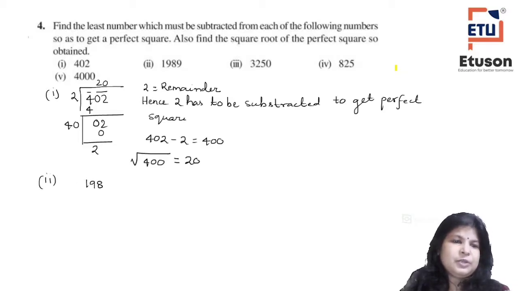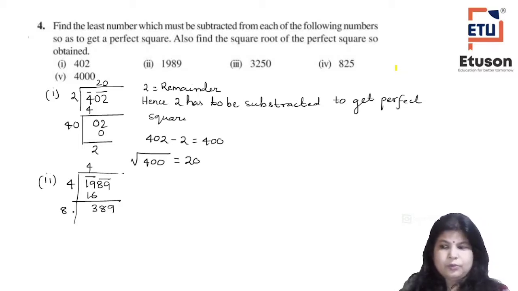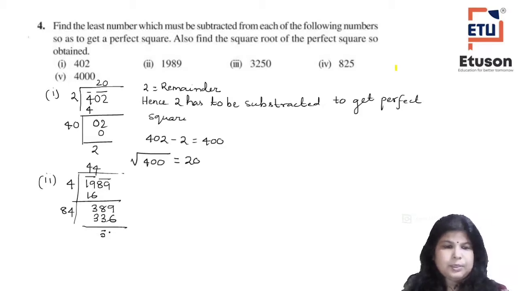Now let us go to bit 2. So you have 1989. So as usual you will pair them, right? So 4 square 16, 389. Then you can 4 into 4, 8. You can go for 4, right? So 4 into 4. Here you have to write 4. Here also you have to write 4. 4 into 4, 16. 33.